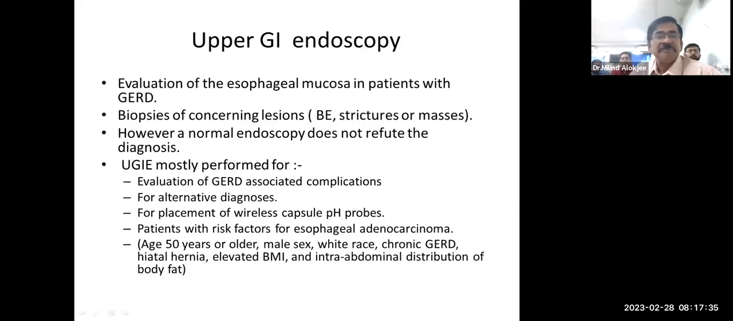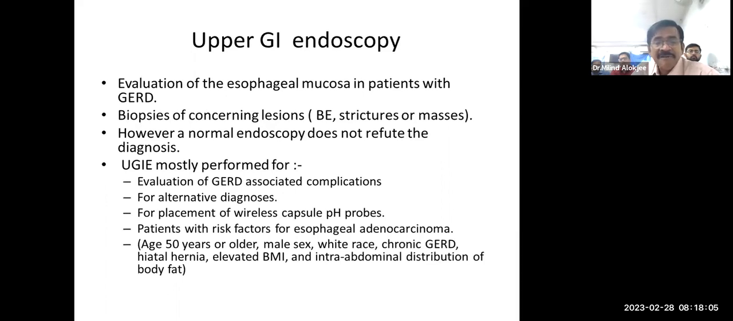So, how does upper GI endoscopy help? Evaluation of the esophageal mucosa is important for a patient having reflux disease, and if the patient has strictures, Barrett's esophagus, or any mass lesion of the esophagus, that needs to be biopsied. However, a normal endoscopy does not refute the diagnosis of gastroesophageal reflux disease. So, upper GI endoscopy is mostly performed for evaluation of GERD-associated complications or for any alternative diagnosis.